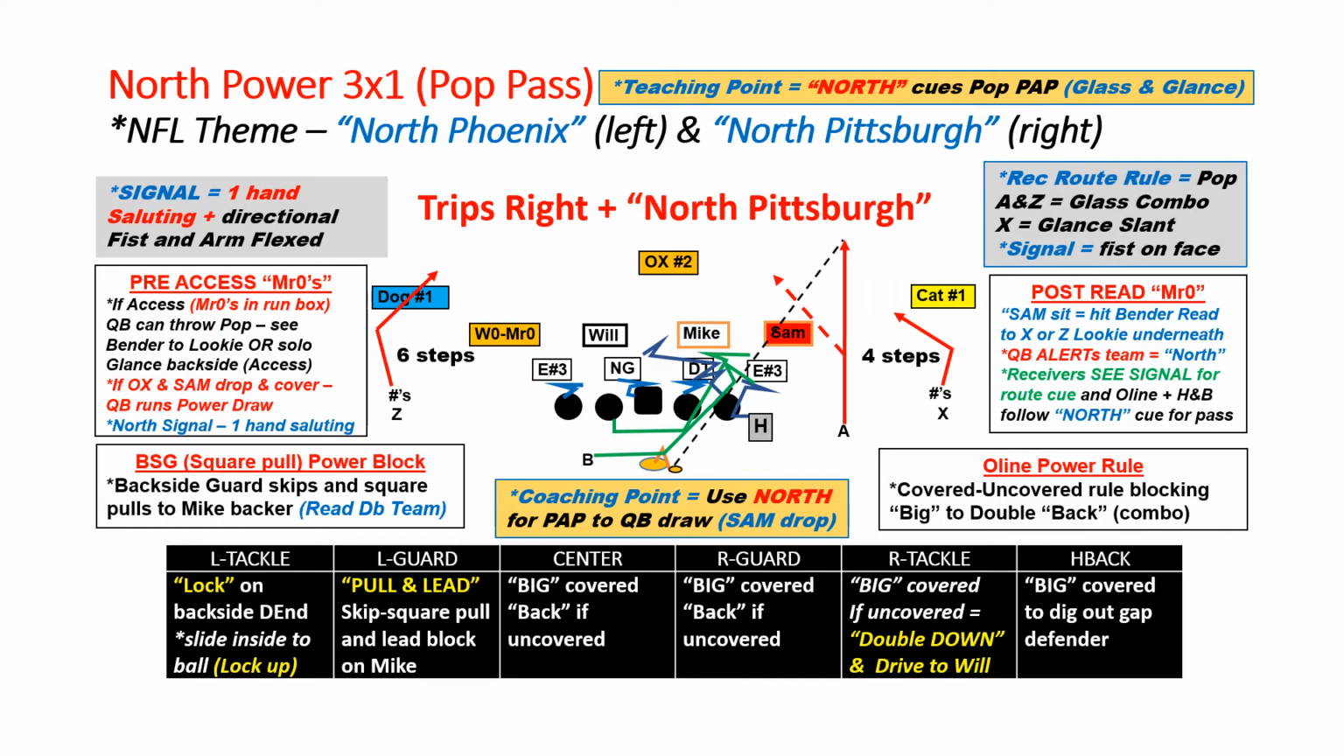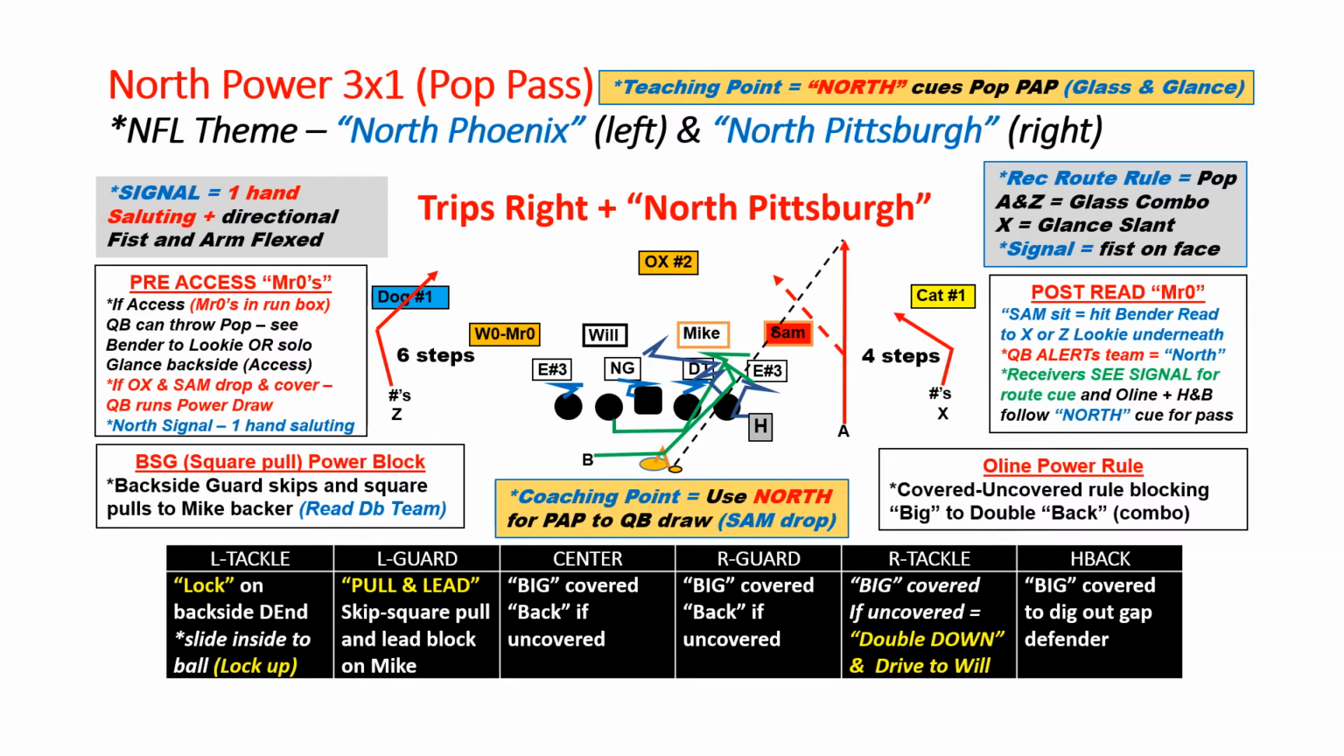The back now knows he's not getting the ball, but is going to fake through power, and then actually is responsible for what would be the normal RPO read key, the SAM backer. So you can see we get a 7-man protection doing the same look, same movement as power to the defense, and then we're just using our same pop routes, but it's pass all the way.